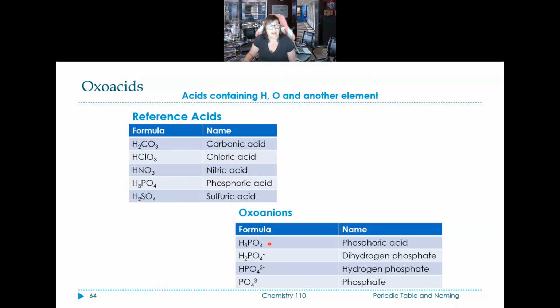Oxoanions are what happens when we take hydrogen off of these. So this is my phosphoric acid. Once I take one proton off, that's dihydrogen phosphate. When we take two protons off of that, that's hydrogen phosphate. And when I take all three protons off of that, that's phosphate. Okay, so this is naming what's left once we've taken off some of those protons. All right.